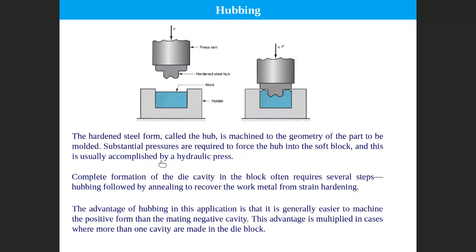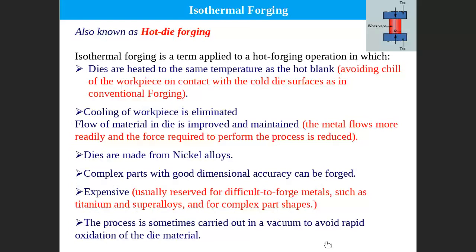Then the hardened steel form, called the hub, is machined to the geometry of the part being molded, and then this is used later as a die for manufacturing whatever other product.